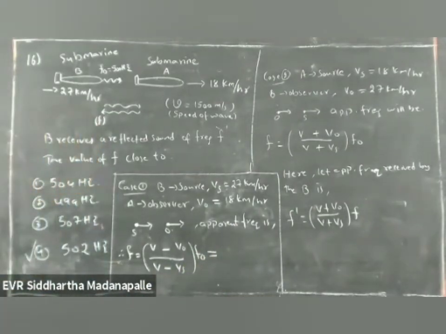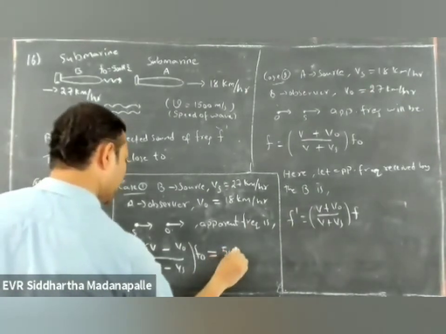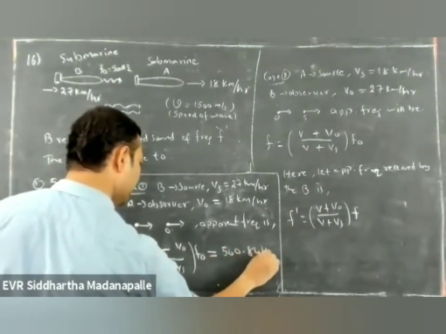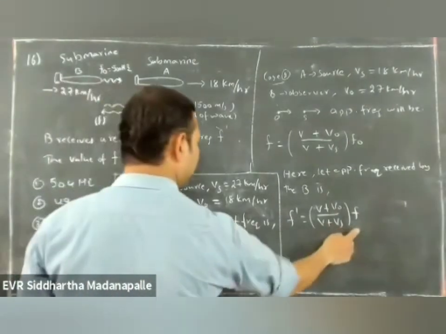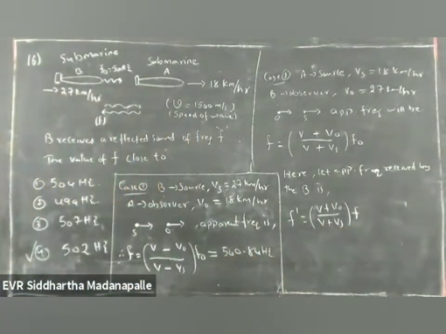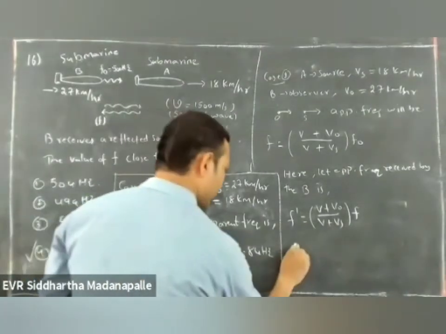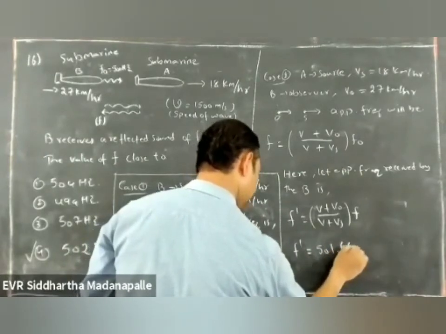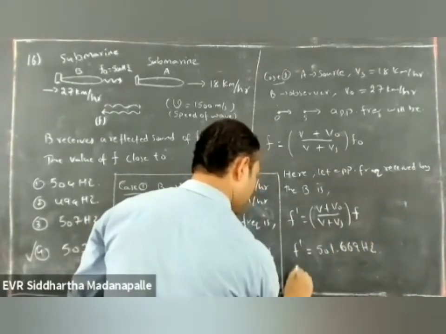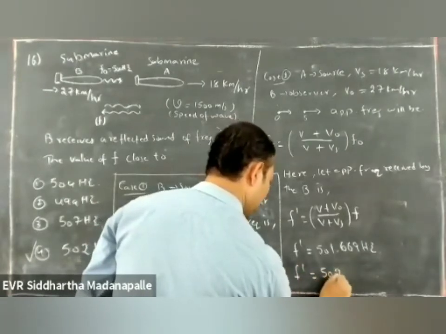What will be the F value? Sir, if the calculation is done, approximately you will get 500.84 as the fraction, so do your calculation. When we substitute here, we have to substitute 500.84, remember. So finally it is equal to 501.669, approximately 502 hertz.